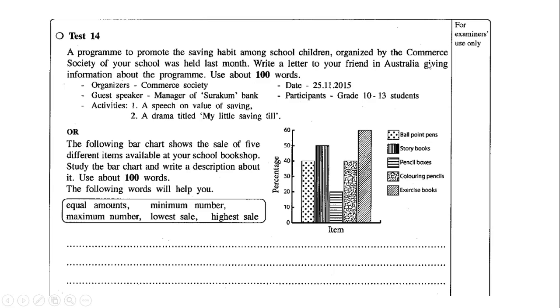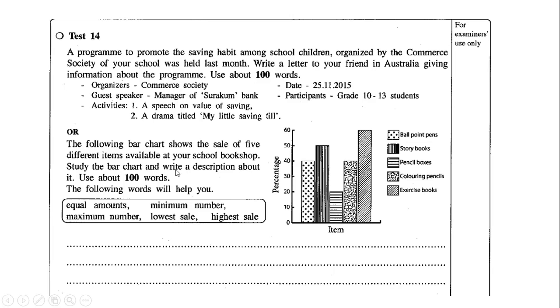You are writing the letter to your friend in Australia, so this should be an informal letter. You should have the knowledge of the format of an informal letter to write this one. Organizers, Commerce Society, date, guest speaker, participant, activities. You have to include all those points to get full marks. You have to write grammatically correct sentences.